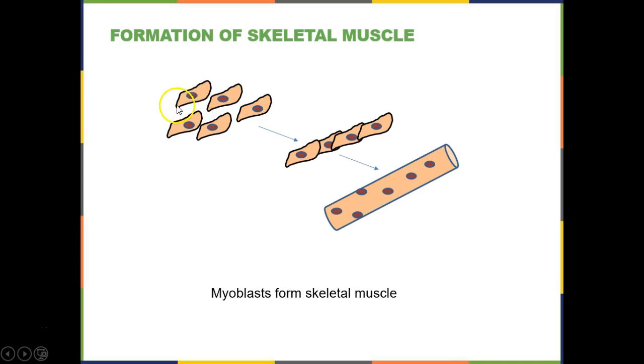They were tiny little stem cells, and when they came together, they fused together and formed an individual cell, but they retained their nucleus. And so you ended up having multiple nuclei within one cell. And so there's your skeletal muscle fiber in the end.